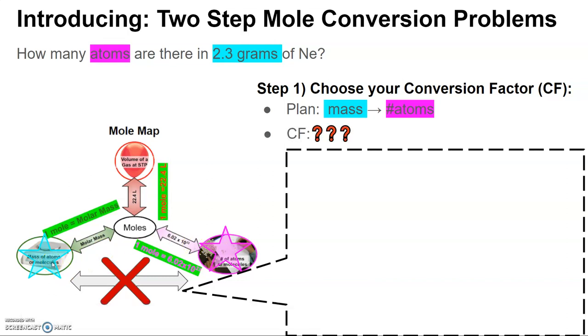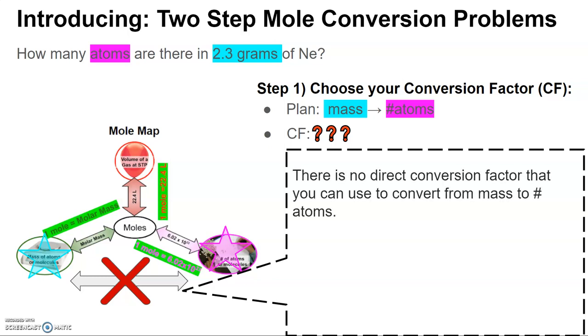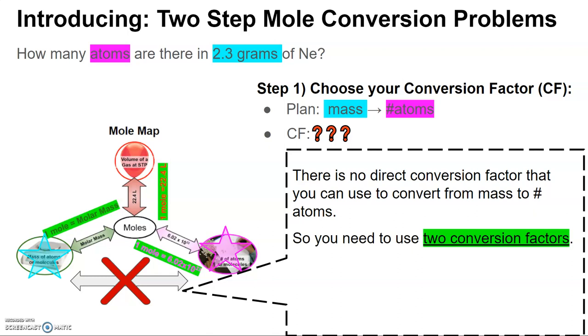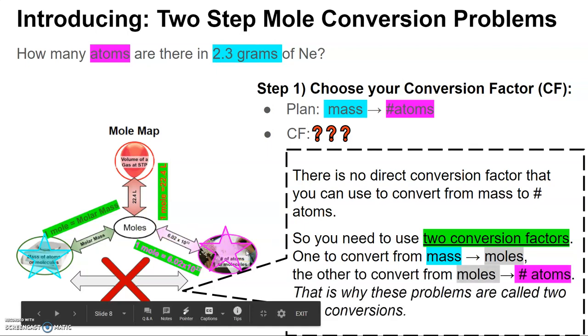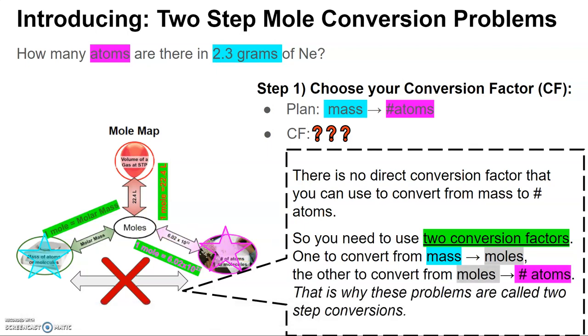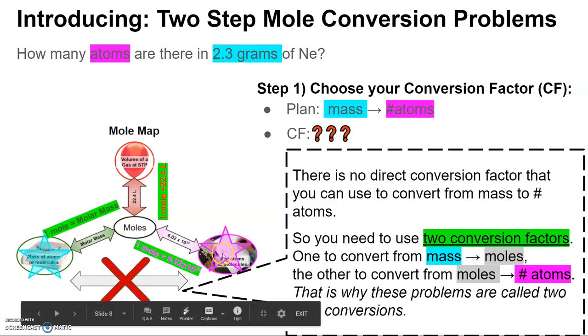So what conversion factor am I going to use? Well, in this case, since there's no direct conversion factor to go from mass to number of atoms, I'm going to actually have to use two conversion factors. Because what I'm going to have to do is go from mass to the moles, and then from moles to the number of atoms. Okay? So that's the reason why these problems are called two-step conversions, because I'm actually having to go through two conversion factors. I'm taking two roads to get from my given to my find.